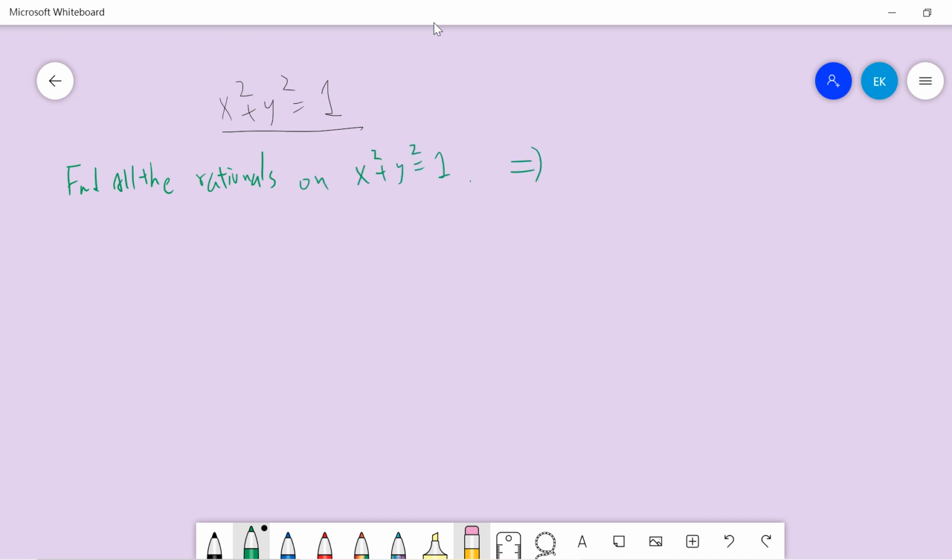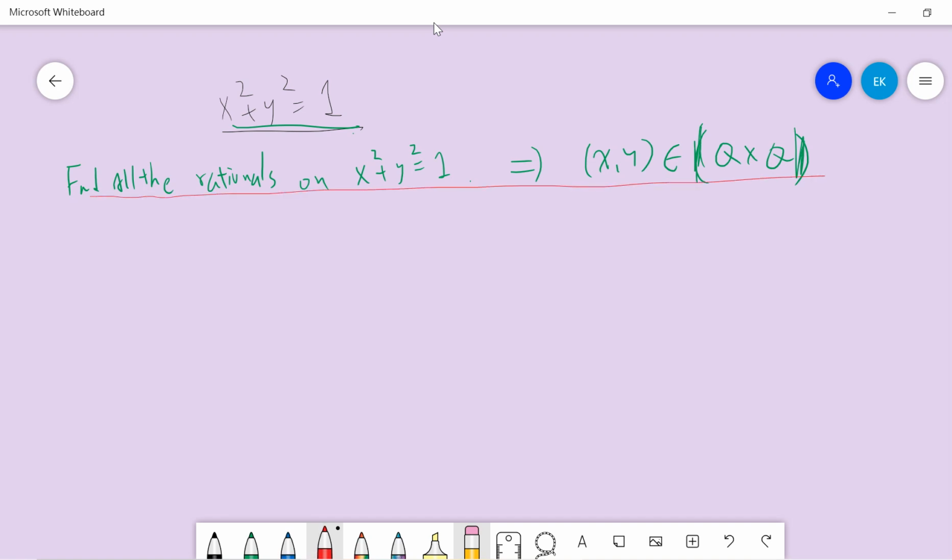Welcome, guys. So today in this video we want to find all the rational points on x squared plus y squared equals 1. So the key is to find all the rationals. That means we want to find all (x, y) belonging to Q times Q that satisfy this equation. And this is basically the first important starting point of algebraic geometry.